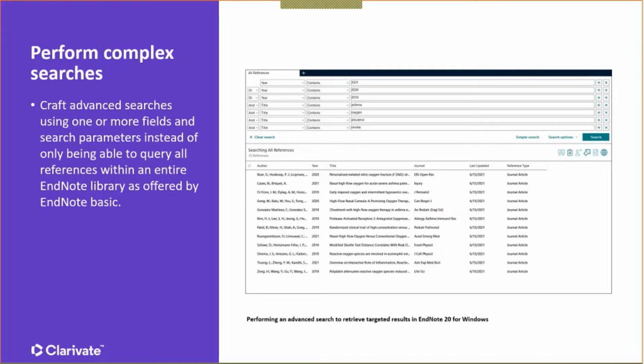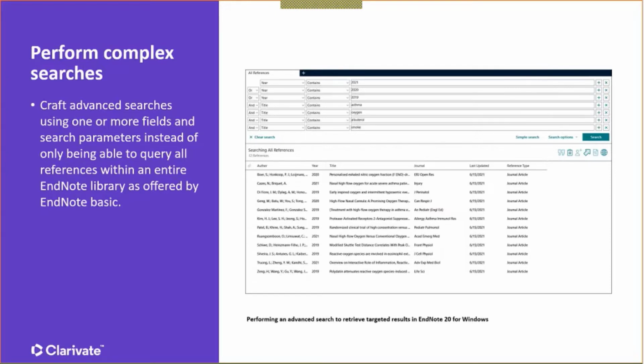So we're asking EndNote 20 to show us all references from those stated years in which the title field contains asthma and oxygen and albuterol and smoke. So again, you can craft a very complex search.